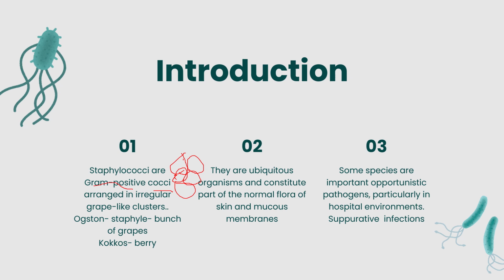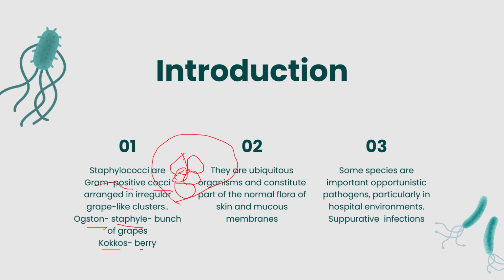This name Staphylococcus was actually given by a scientist, Augustin, from the Greek word staphyle. Staphyle means bunch of grapes and coccos means berry. So because of their morphology and how they appear under the microscope, they are called Staphylococcus, meaning gram-positive cocci arranged in a bunch of clusters, in a bunch of grapes.